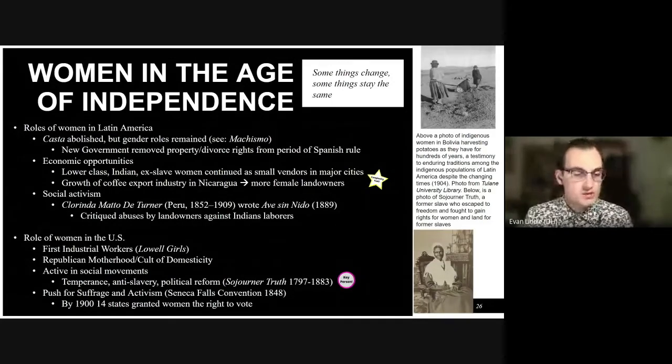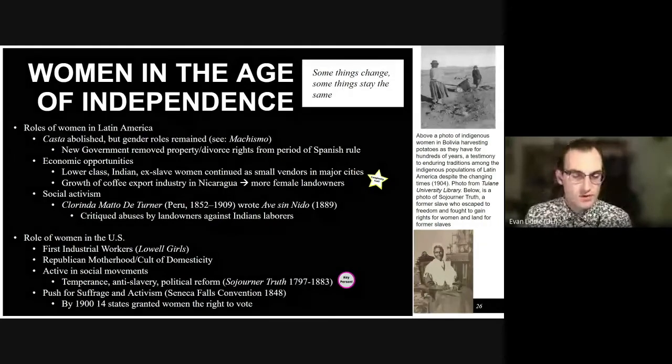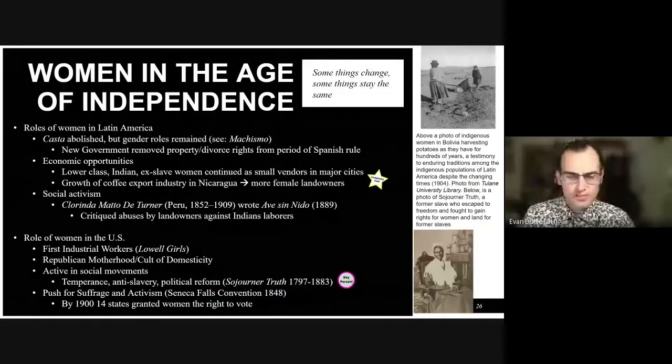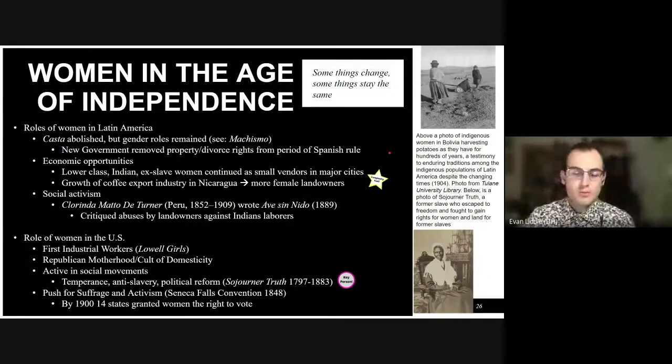There was also, of course, a push for suffrage, that is the right of women to vote, and this was exemplified in the Seneca Falls Convention of 1848. And by 1900, 14 states, mostly in the western part of the United States, had granted women the right to vote. So progress was slow and there were setbacks, but in general, women continued to play a critical role in the formation of these new states in the age of independence.